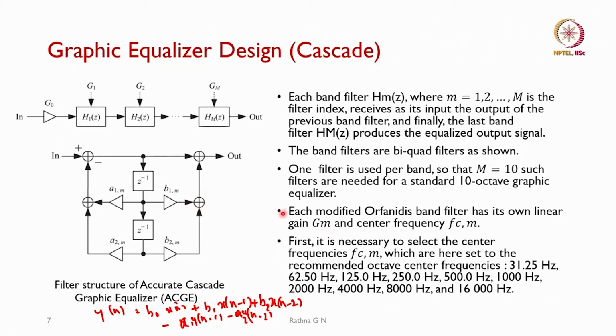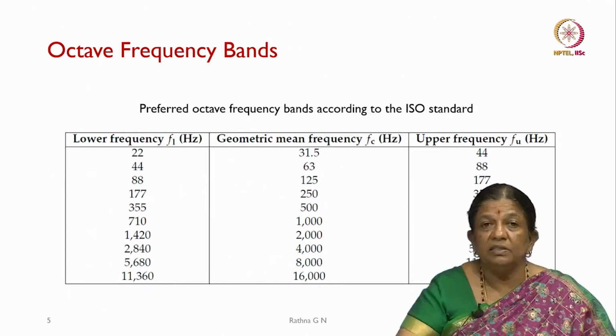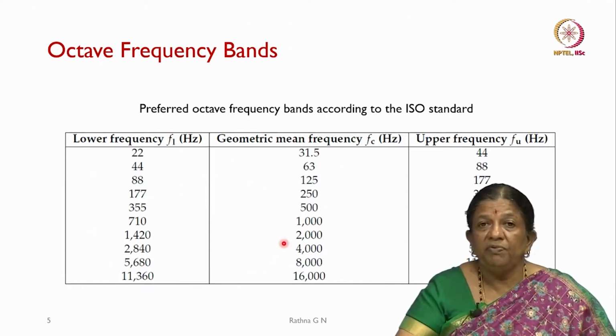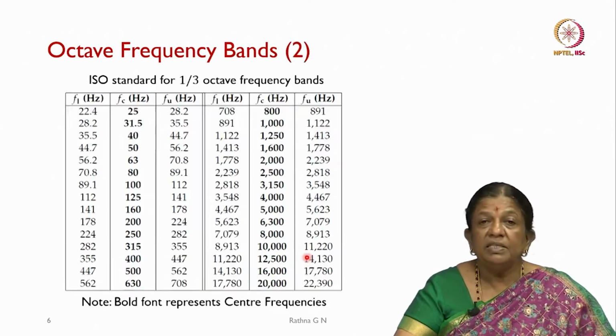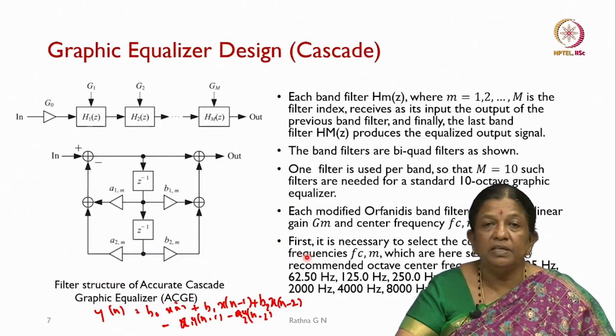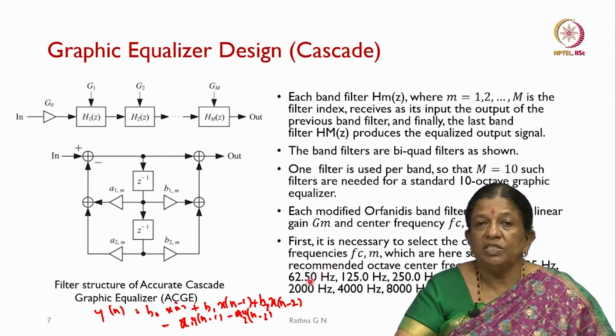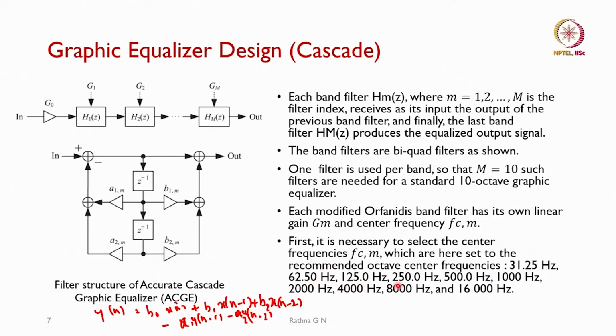Now, first it is necessary to select the center frequencies f_c,m, which are set to the recommended octave center frequencies given in the previous slide. These are the mean frequencies for the 10 bands, and the same are considered here. So the first is 62.5 and then 125 hertz and so on up to 16 kilohertz. So, 10 band center frequencies have been chosen.